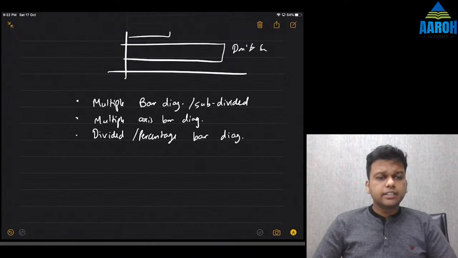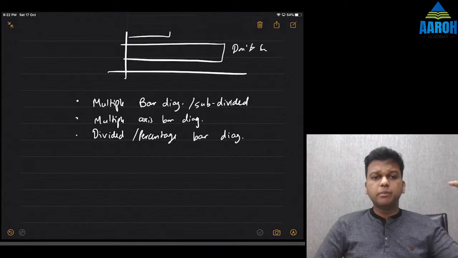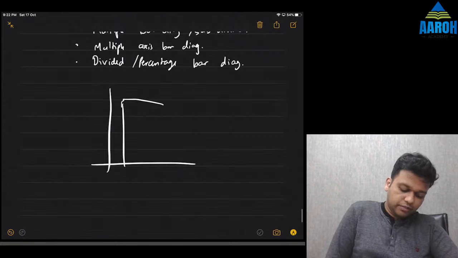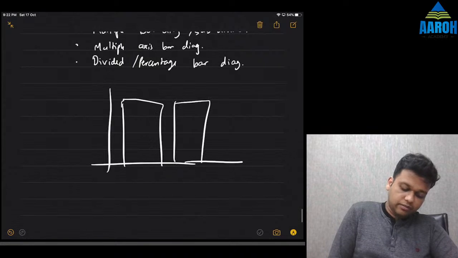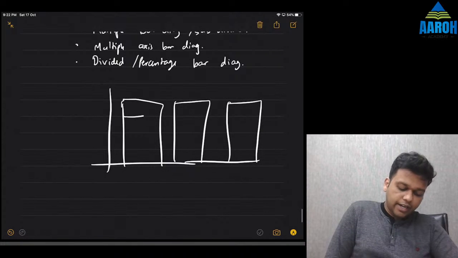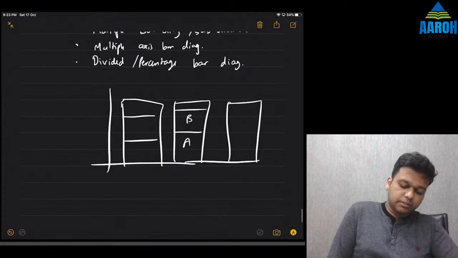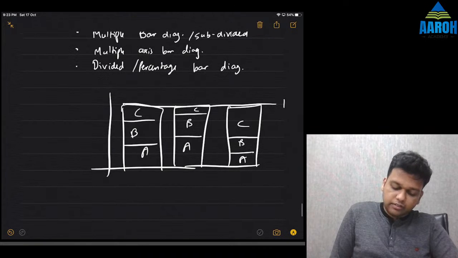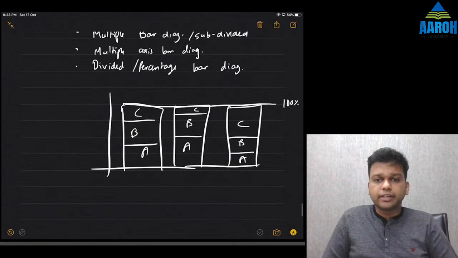Where all the data is converted to percentage and then every bar is of 100% height. Every bar is of equal height. And of that we divide into components. Maybe A is this much, B is this much, C is this much, then A, B, C and so on. But every bar's height is 100%. That is called percentage or divided bar diagram.